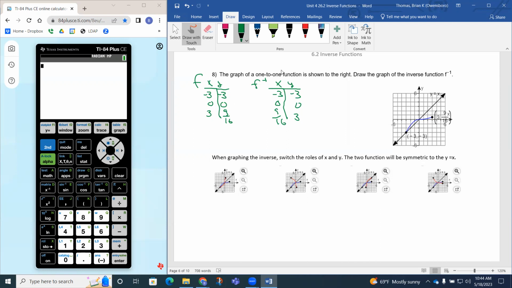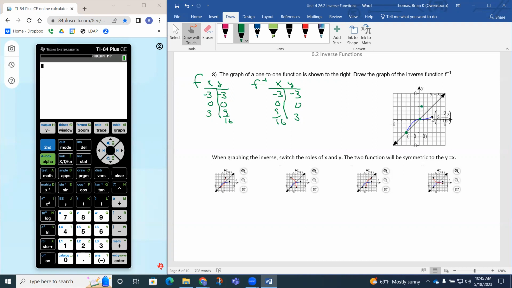If I graph -3, -3, it's still the same spot. 0, 0 is still the same spot. And then 3, 9/16 is now going to be 9/16, 3. So 9/16 is a little over half, so you really won't tell much difference here. Just basically a half, if you will. Notice how these points are going to be symmetric across the line y equals x.